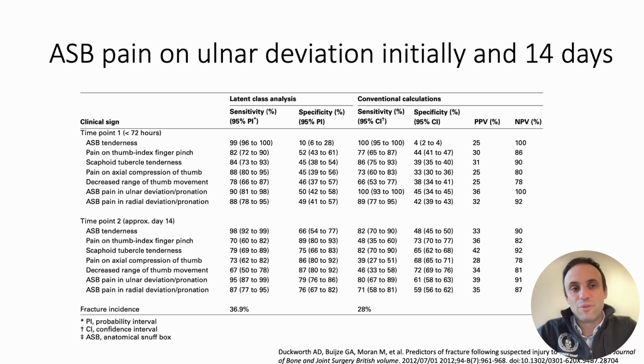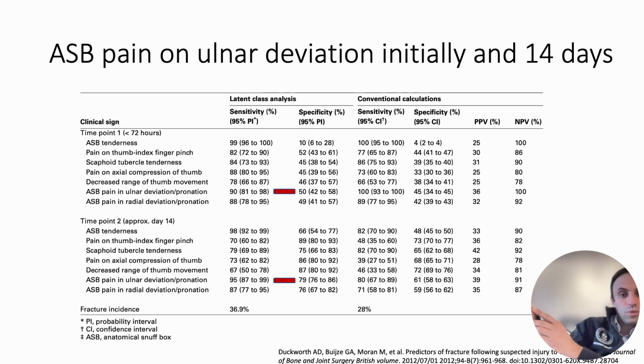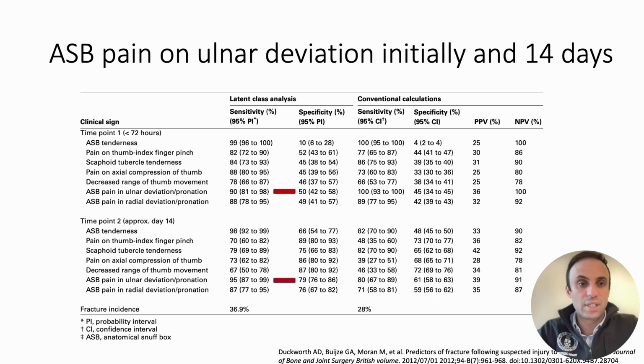Diagnosing a scaphoid fracture is tricky, and the helpful test at both initial presentation within 72 hours and again within 14 days is to place pressure on the anatomical snuff box with the wrist in pronation and ulnar deviation, which is the most sensitive and also specific test you can do.